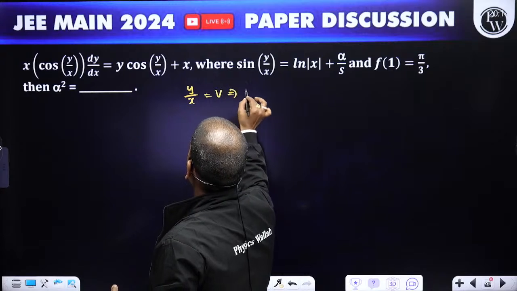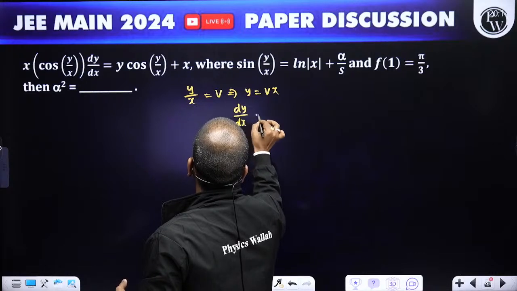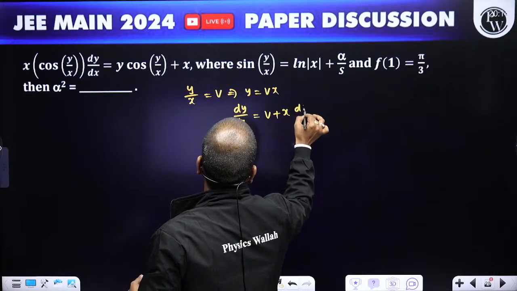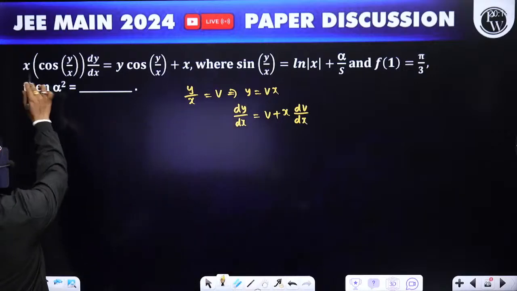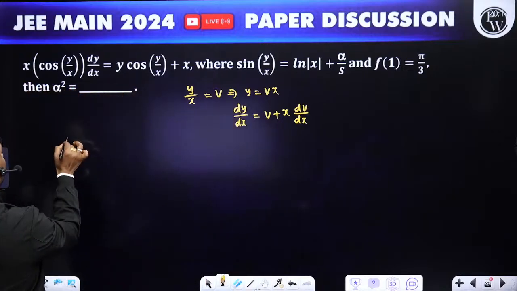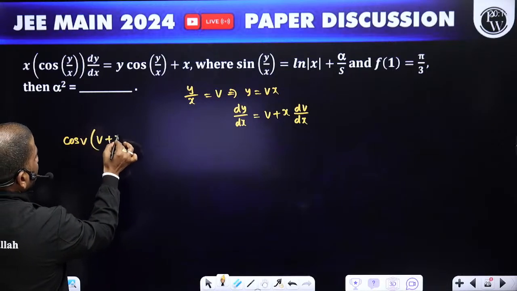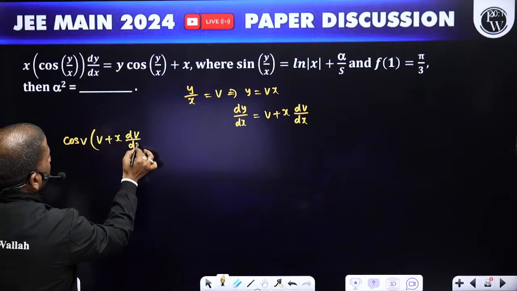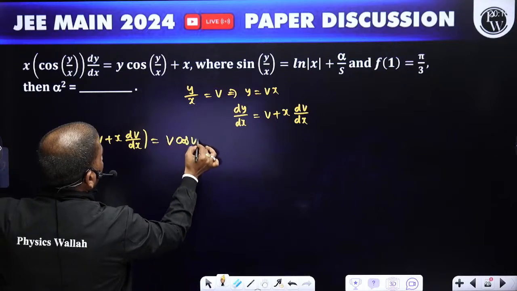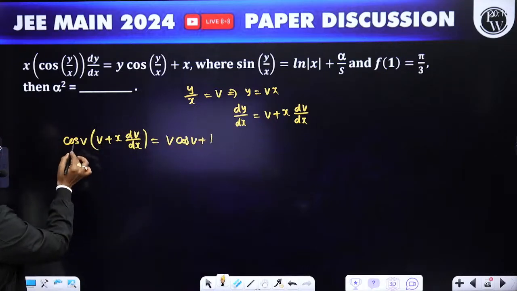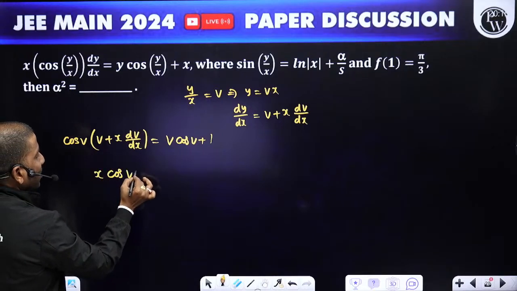So that means y is equal to vx. What is dy by dx? dy by dx is equal to v plus x dv by dx. We substitute and divide on both sides by x, cos v, and dy by dx is v plus x dv by dx. How beautiful this question. See, y by x will become v, cos v plus x by x times 1. v cos v both got cancelled. So what we have, x cos v dv by dx.